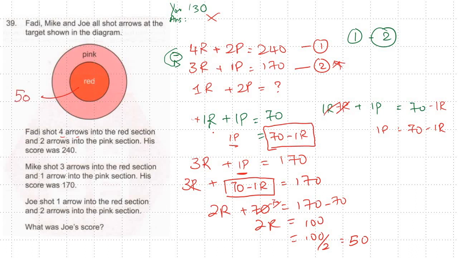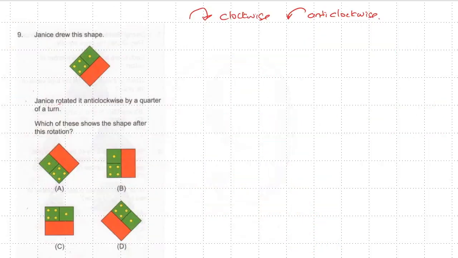Then what about pink? Okay, pink, you already know this formula here. Remember this formula here? So you can easily find your pink. One pink is actually 70 minus 1R. 1R is what? 50. So one pink is equal to 20. So for this equation, what is the total mark Joe shoots? He has one in red, which is 50 in this case, and then two in pink. So 2 times 20 will be 40. So in total it is 50 plus 40. His total marks should be 90.